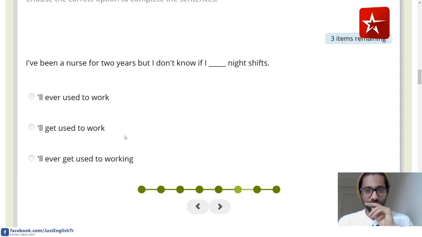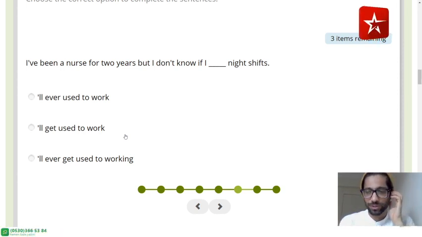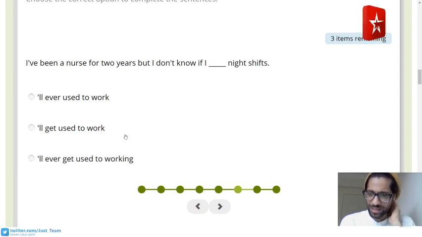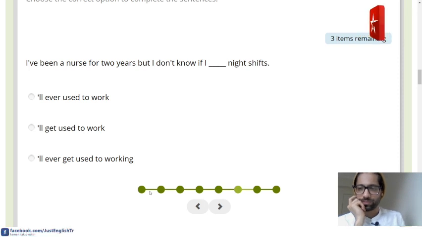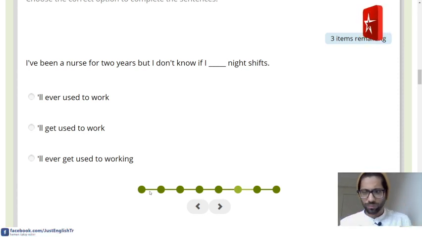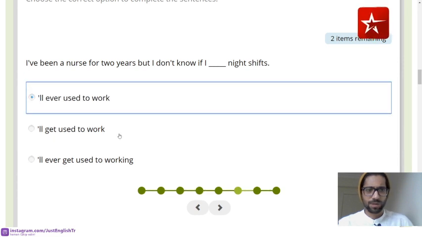Which one? This is about custom. Custom, which means are you used to something or not? We're talking about be used to or get used to plus ing. Which one do you think? A. This one.